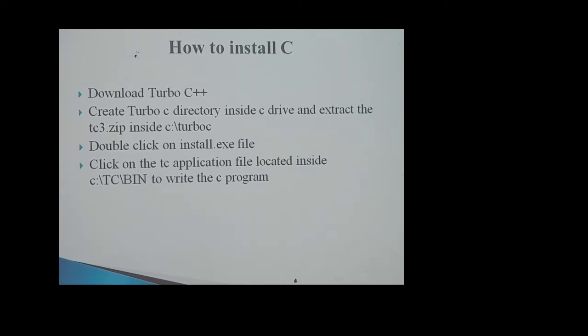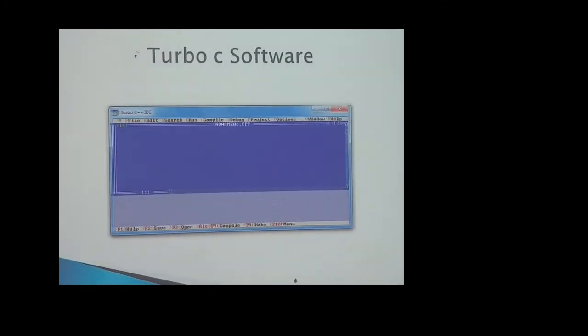TC is a folder and bin is another folder inside it. Click on that and write our C program. Following points show how our Turbo C software looks. This is a screen of our Turbo C compiler. Here it also includes various menu points. Those points are file, edit, run, compile, debug.